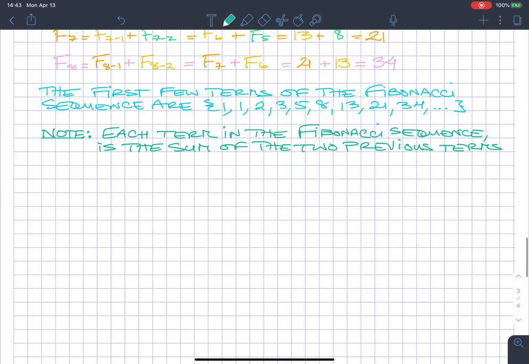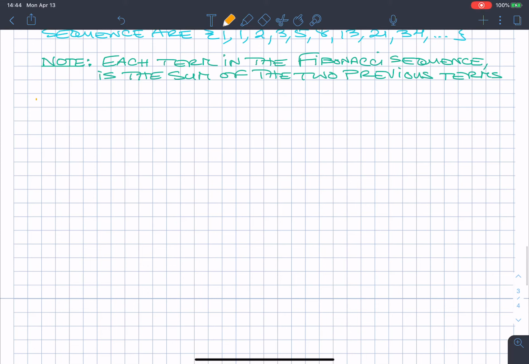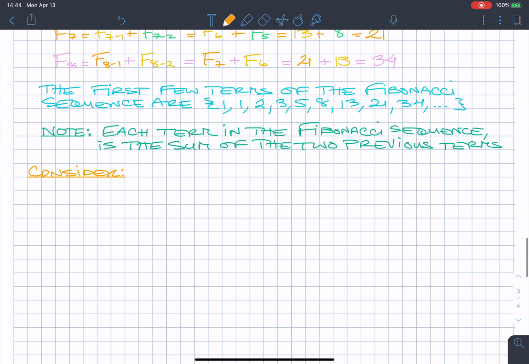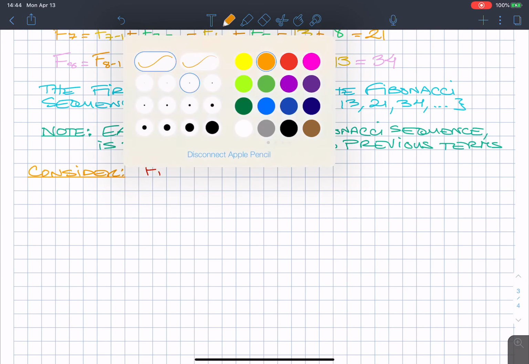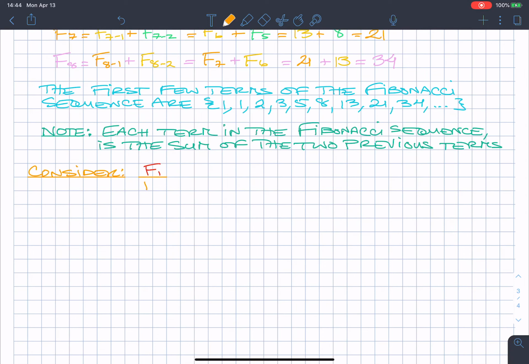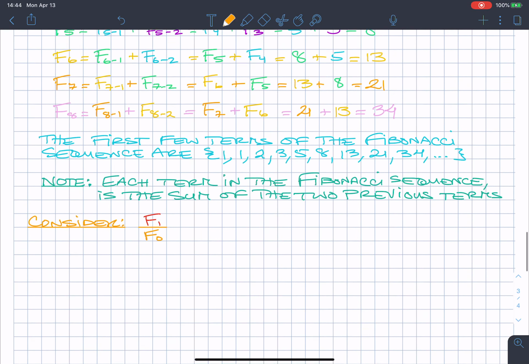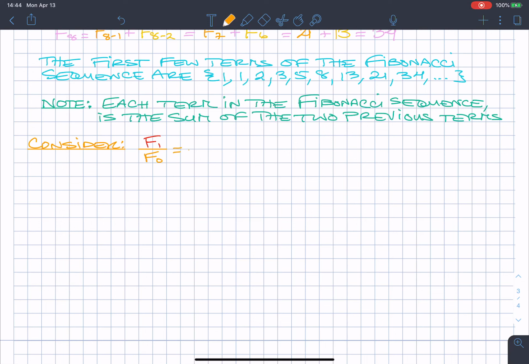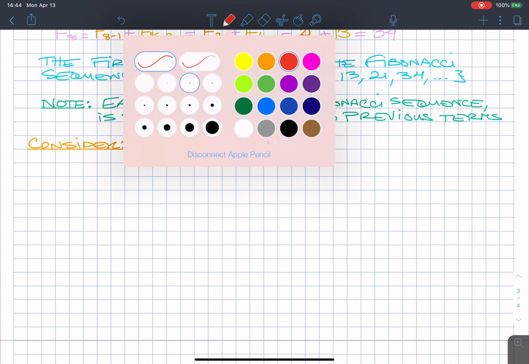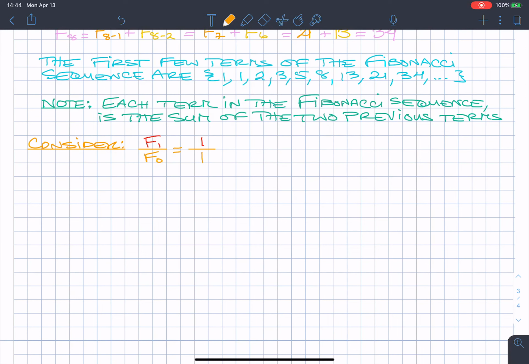So let's consider, hopefully I can fit this on one page, because this is it for this section. Let me color code this. So the first, f sub 1, Fibonacci number 1, divided by Fibonacci number 0. Okay, so what do we get? We get 1 over 1, right? They were both 1. And that, of course, is 1.